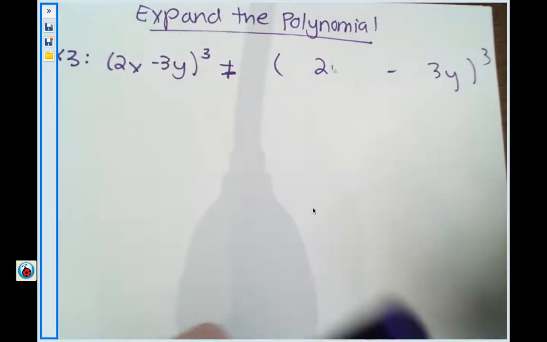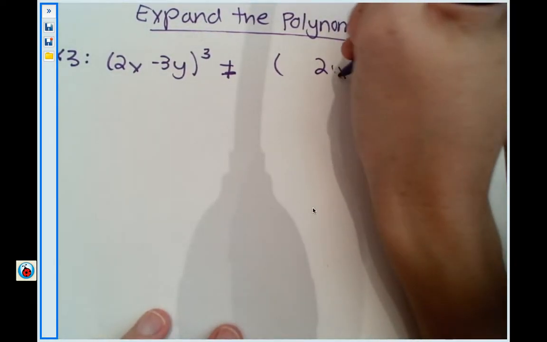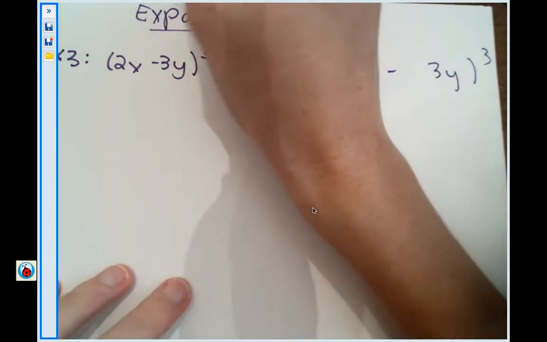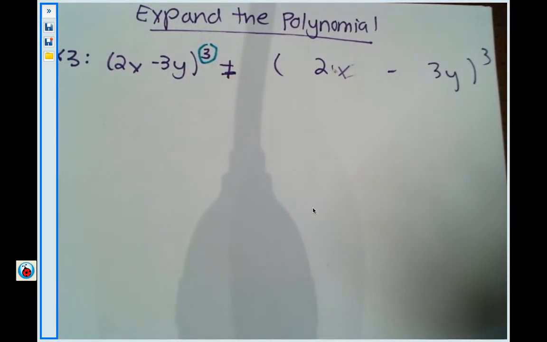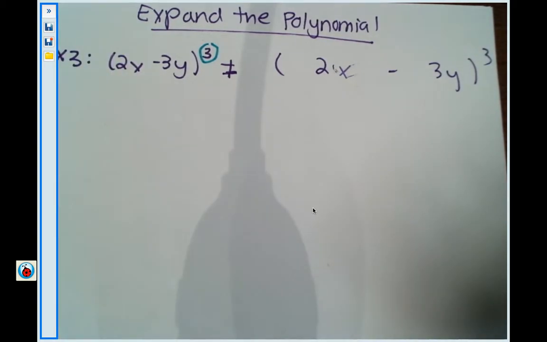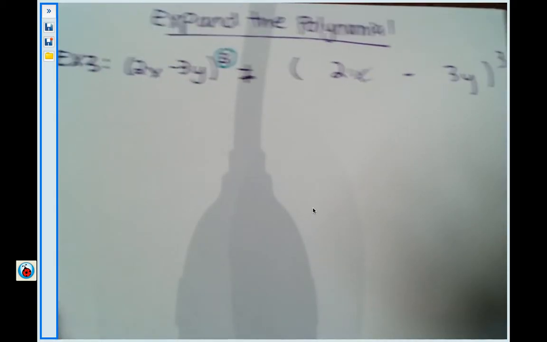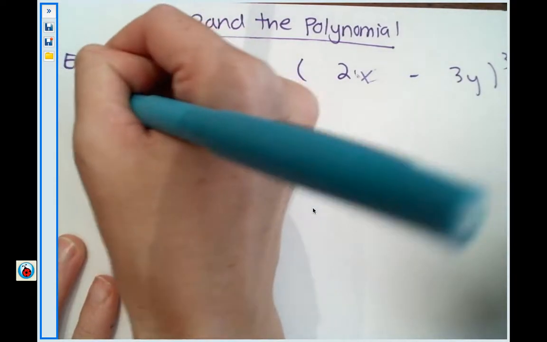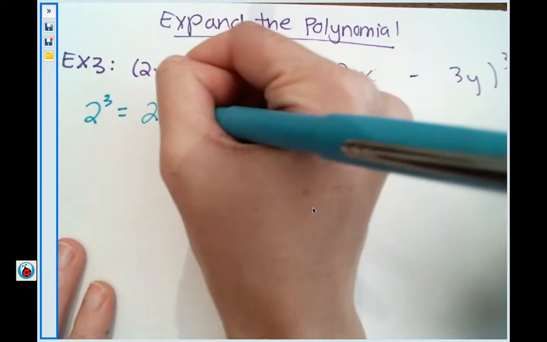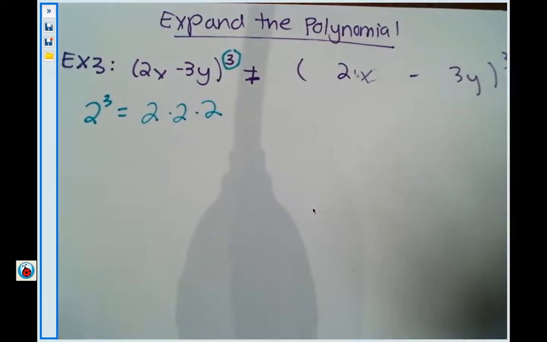So, expanding the polynomial, since it's not what this is, let's talk about what it is. So, let's talk about what exponents mean, you guys. So, something to the third power. I'm going to use an example that does not pertain to this specific problem, but will kind of explain what we're going to do. Okay, so let's talk about what 2 to the third means. So 2 to the third means I'm going to do 2 times 2 times 2.